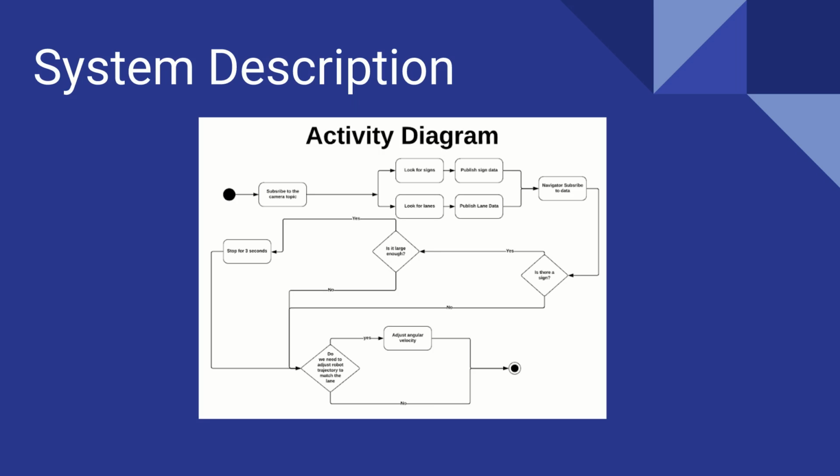The system description. The activity diagram shows that we first subscribe to the camera topic of the Turtlebot 2, and the data is sent to two topics. We look for the signs and we look for the lanes, and we publish the data. The data is subscribed to by the navigator class, and the priority is first given to the sign data. If there is a sign and if the sign is large enough, that is, the sign is close by, the Turtlebot stops for 3 seconds, and if there is no sign, it just follows the lane and navigates around the roads.